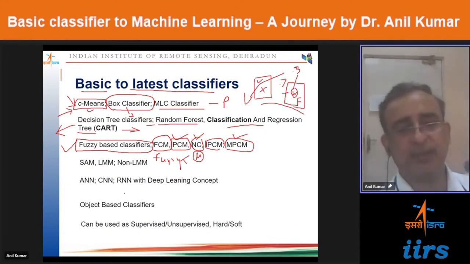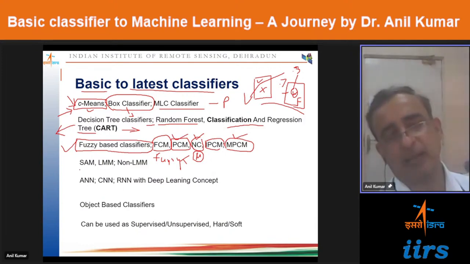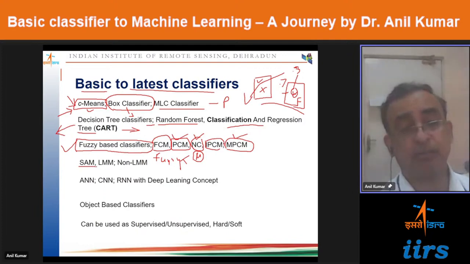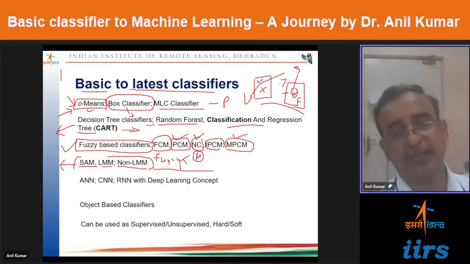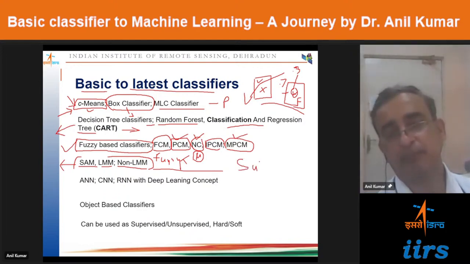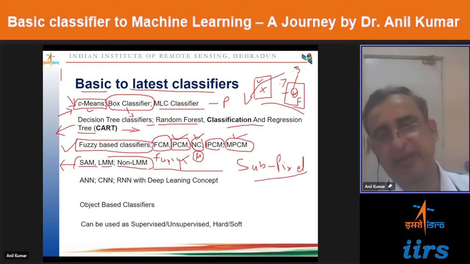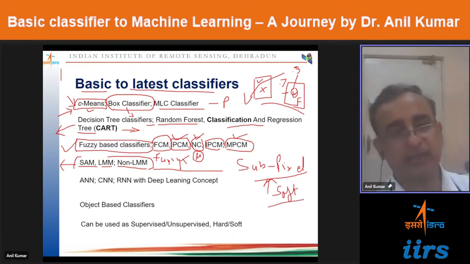Then you have further classifiers which were designed to handle the subpixel concept or hyperspectral data, like SAM, spectral angle mapper, or the linear mixture model or non-linear mixture model. These are classifiers designed for subpixel classification or hyperspectral. SAM was mainly designed initially for hyperspectral data processing, and the linear and non-linear mixture models were designed, if you have seen the literature around 20 years back, for the subpixel concept. But today the subpixel concept has been replaced. Today any classifier can be used for the subpixel concept, and people talk in a more common term, soft classification. The meaning is the same.